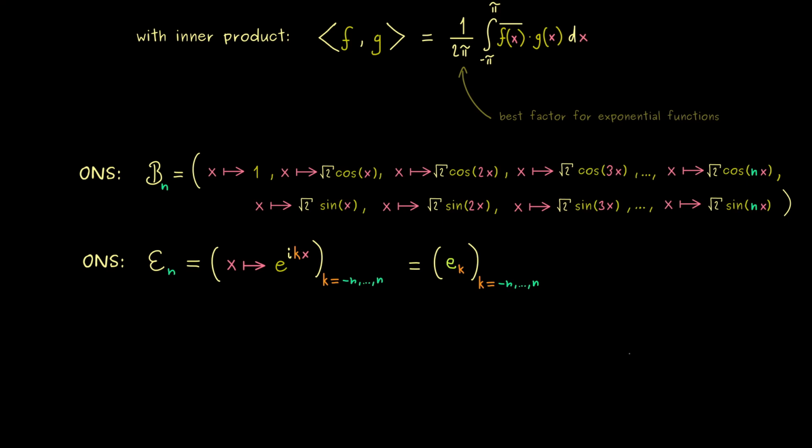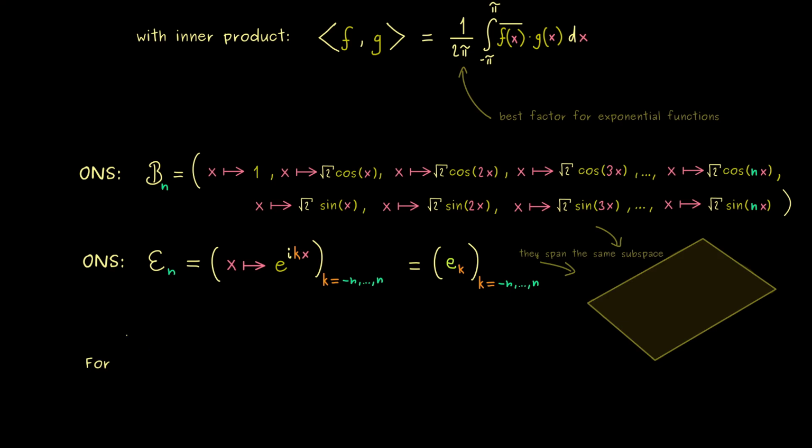Okay, now since Bn and En span the same subspace, we know that the orthogonal projection is exactly the same. And we already know the Fourier series is given by an orthogonal projection. Which means now we also have a much simpler representation of this Fourier series. Namely, we simply have a sum over k, where k goes from -n to n. And then we just have the ONS, e_k, first as a vector, and then in the inner product. So this is just the standard formula of the orthogonal projection of f onto this subspace.